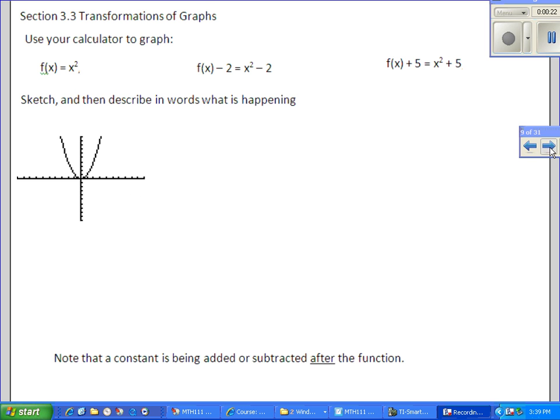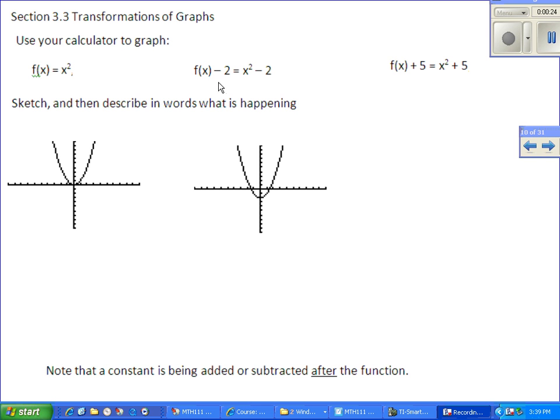And then I'm going to look at f(x) - 2. So I'm taking this function, subtracting 2 from it, and that would give me the function x squared - 2. And that gives me this graph. And then let's go ahead and look at our next graph, f(x) + 5. So our basic graph with a constant 5 added to it will be x squared + 5. Looks like this. So what's happening with these three graphs?